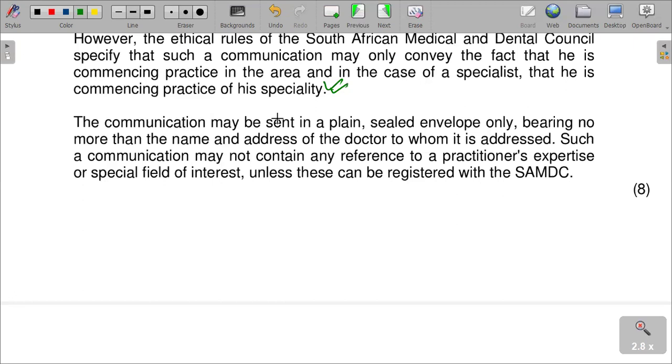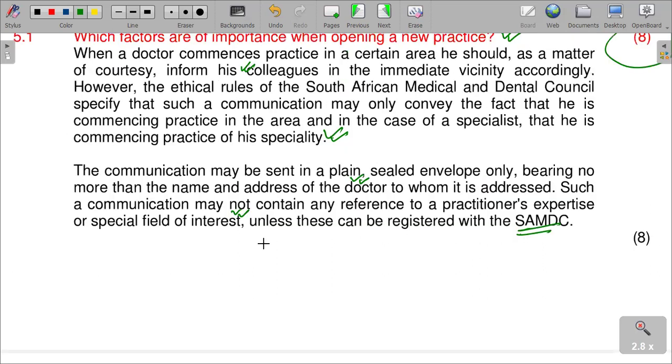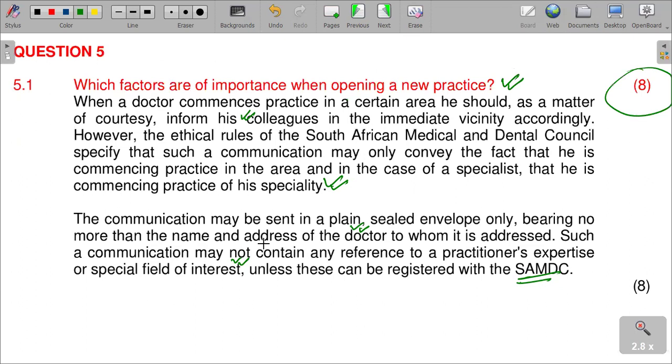The communication may be sent in a plain sealed envelope only, bearing no more than the name and address of the doctor to whom it is addressed, and it may not contain any reference to a practitioner's expertise or a special field of interest. These may not be contained there unless they are registered with the South African Medical and Dental Council. So this is also a very common question which you should take note of: factors to consider when a new practice is to be started in an area.